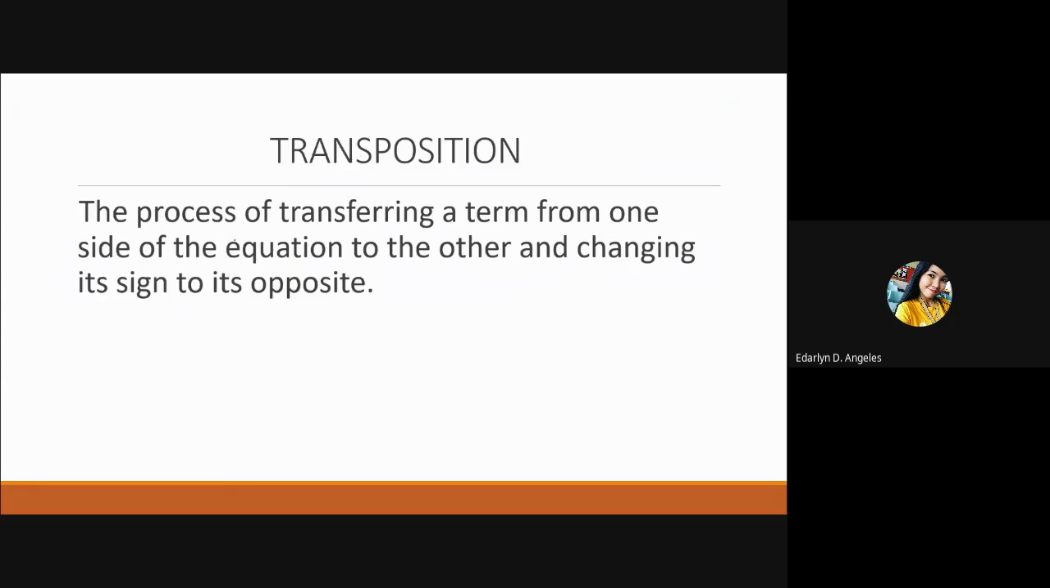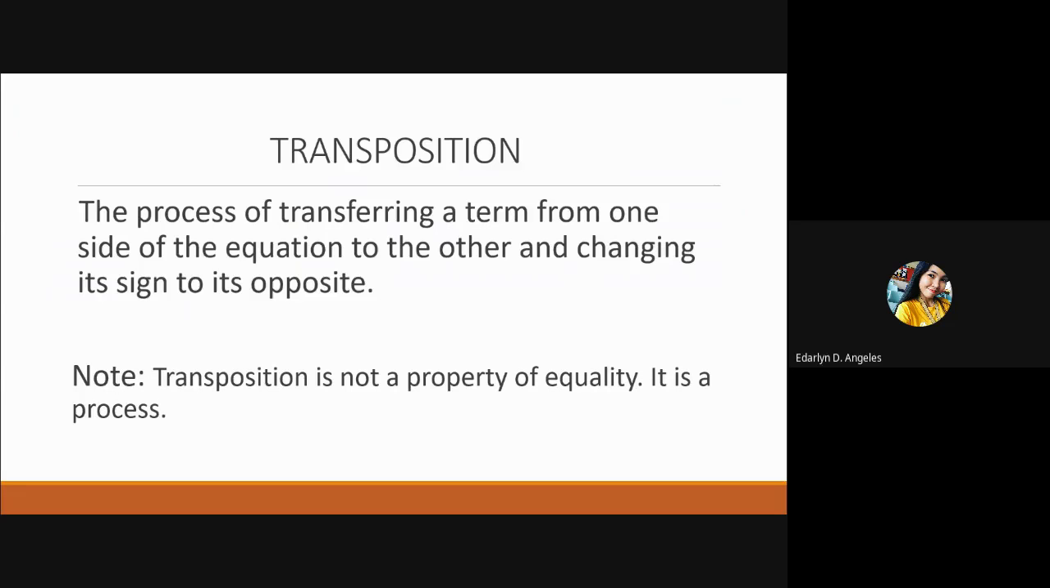So this process is what we call transposition. Transposition means the process of transferring a term from one side of the equation to the other and changing its sign to its opposite. Note that this is not a property of equality, rather just a process. So transfer lang natin ang isang term to the other side and make it the sign opposite.